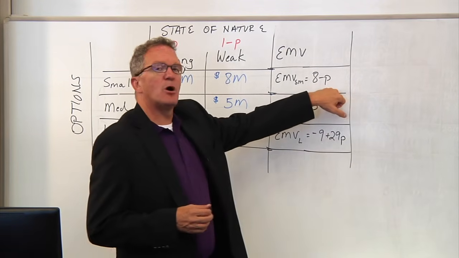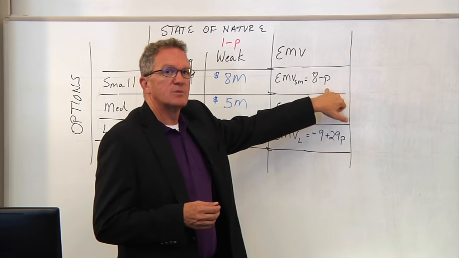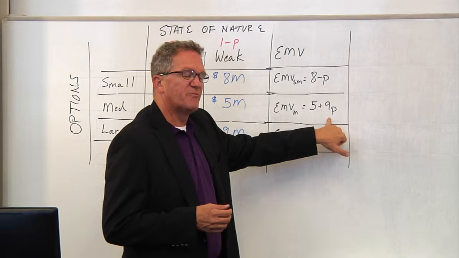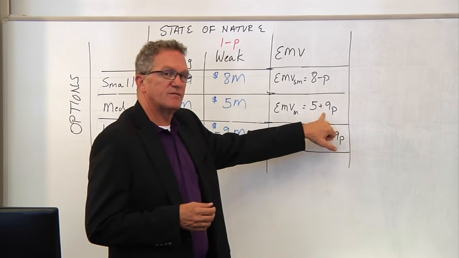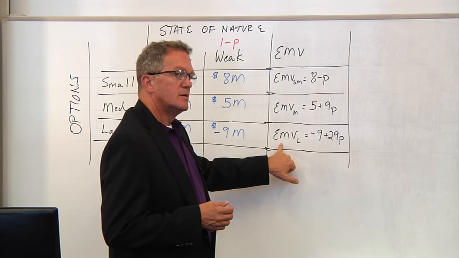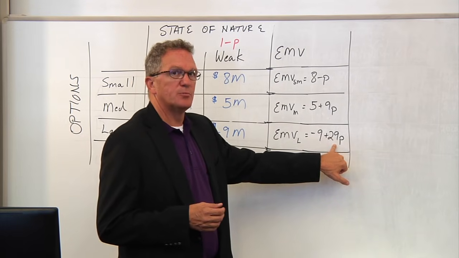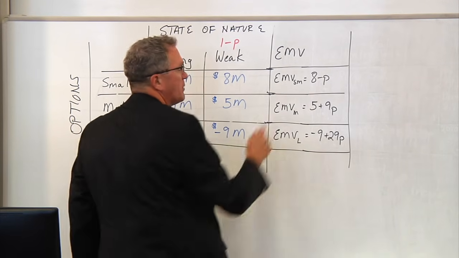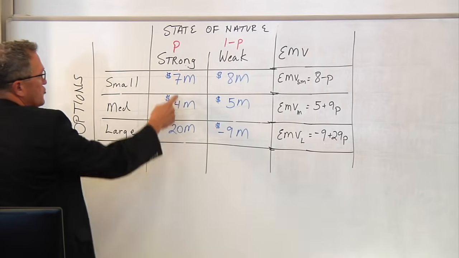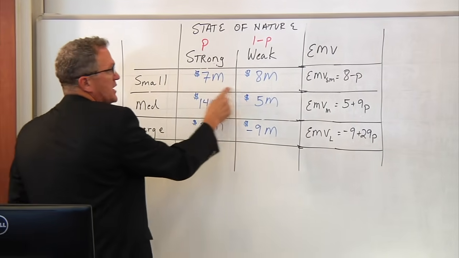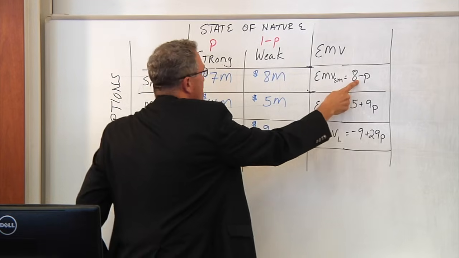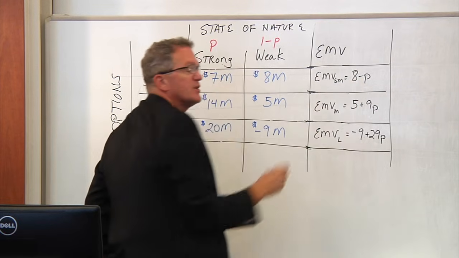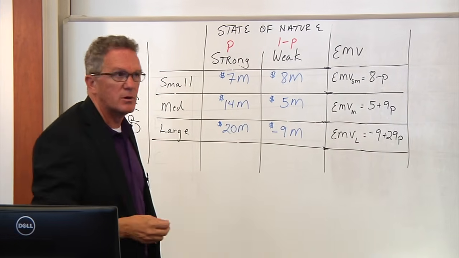Small demand has a very small slope, and it's a negative slope. Medium has a much larger slope of plus 9, and it's positive. Large has an extremely large slope, and it is positive. Why does that make sense? Well, we're measuring it against the probability that we have strong demand. As we have stronger demand, small loses money, therefore the negative sign, but it doesn't lose much. It only loses $1 million.